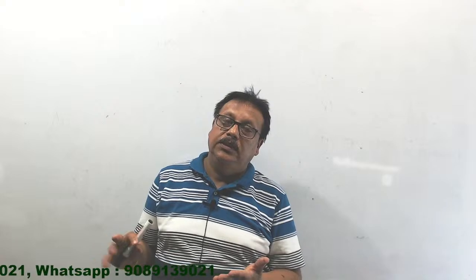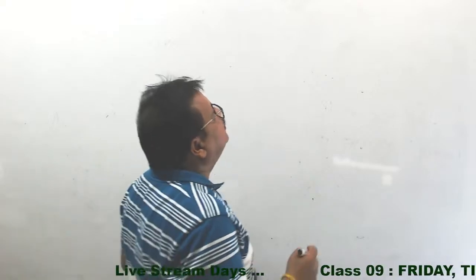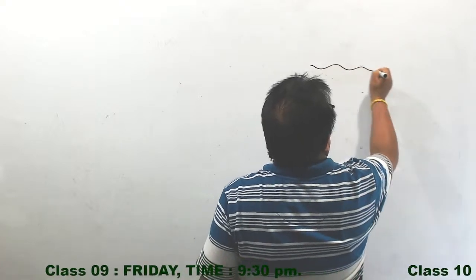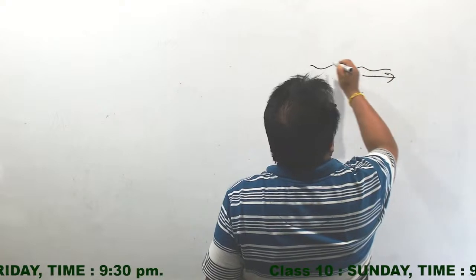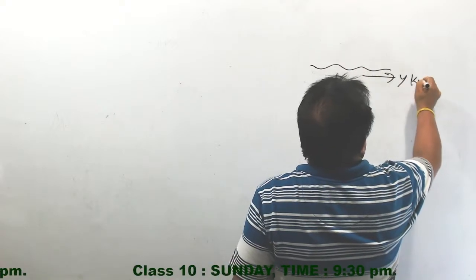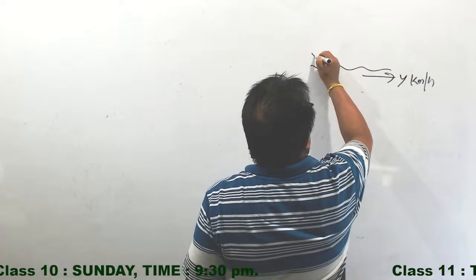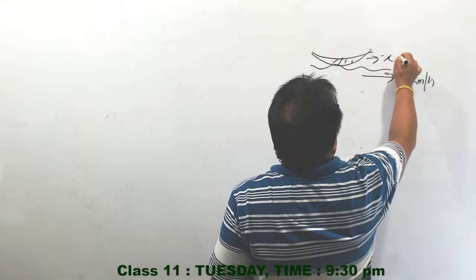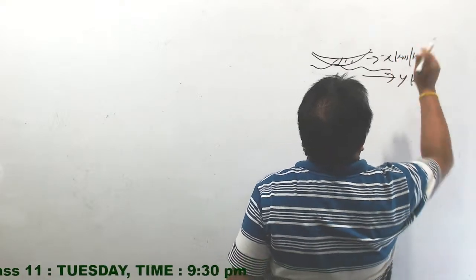The stream speed is not given. The speed of the boat in still water is not given. You have to find both speeds. Understood? So you have to form the equation. First draw a river. Say the speed of the stream is y kilometer per hour, and the speed of the boat is x kilometer per hour. Understood?